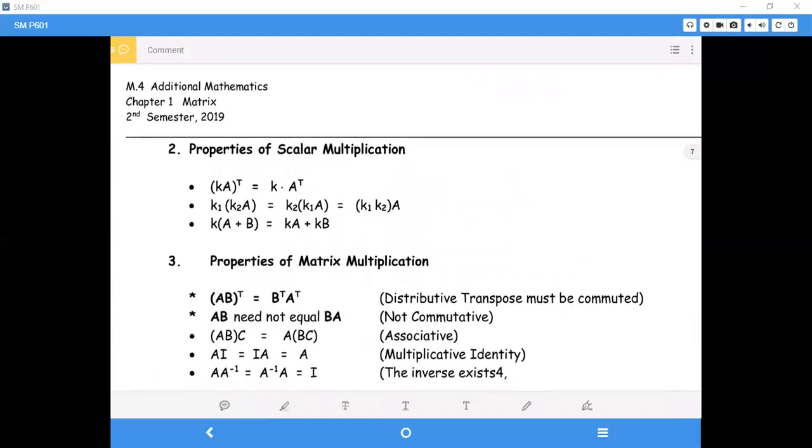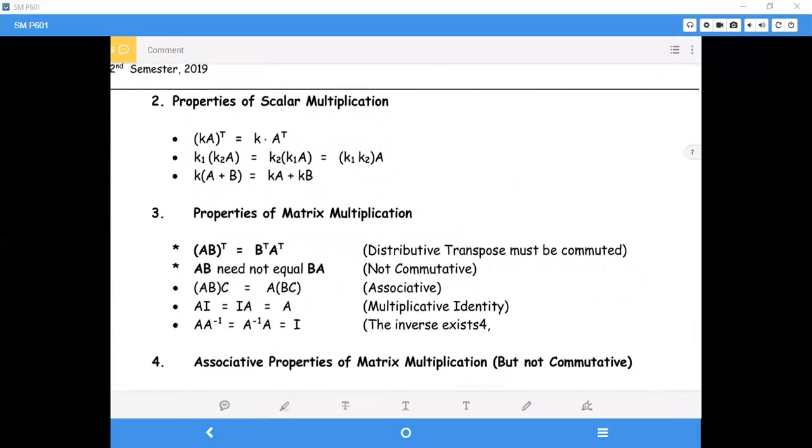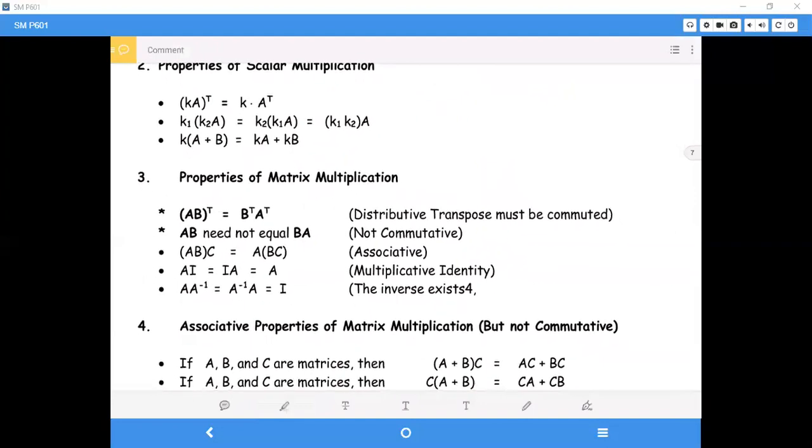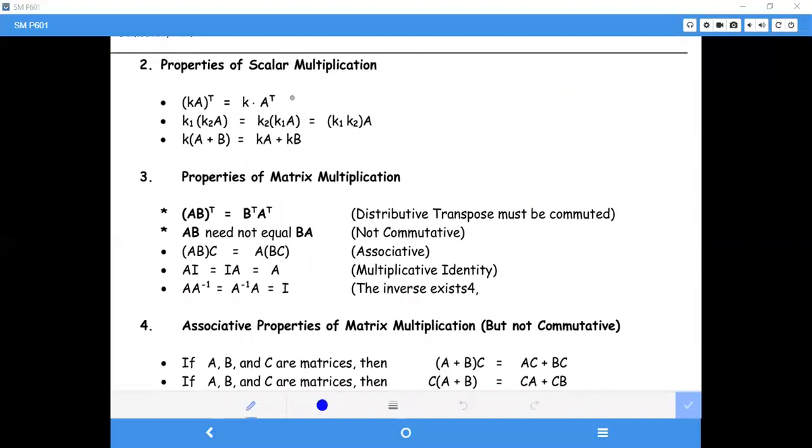Properties of scalar multiplication. Okay, this thing is like the highlight. Sometimes you have to use them in exams, right? Some exams are really hard if you try to do them directly. So to avoid that difficulty, to avoid wasting a lot of time on just one single problem, you need to apply some properties.